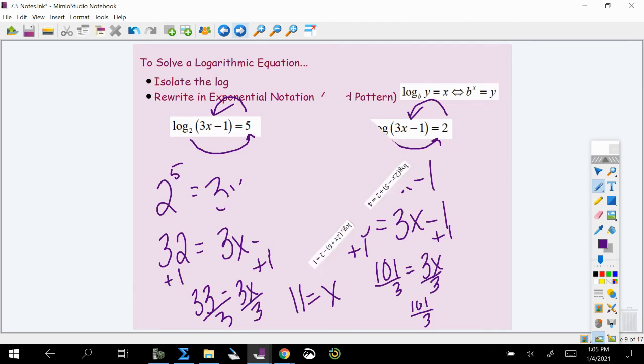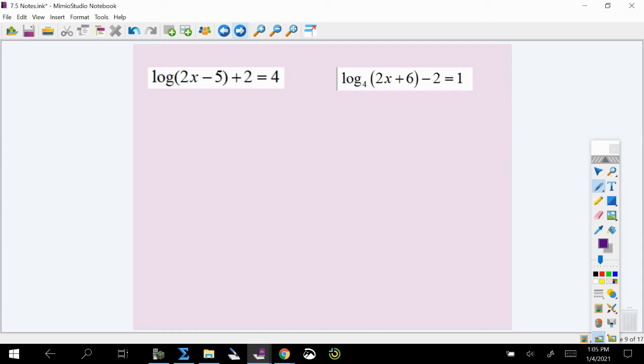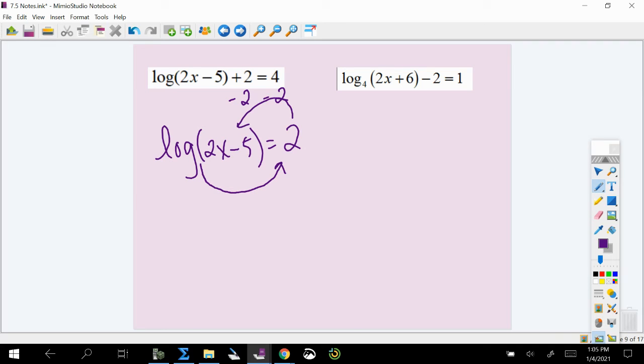To make them a little bit more work, you'll have ones that have a little bit extra with the logarithm, so you'll have something either after it or before it. You need to get the log by itself. So my first step in this one is to subtract 2 to get that log by itself. That's what I mean by isolating the log. Then we're going to follow that cloud pattern. So again, no base here. That's understood to be a 10, common log. 10 to the 2nd power equals 2x minus 5. 10 to the 2nd power is 100 equals 2x minus 5.